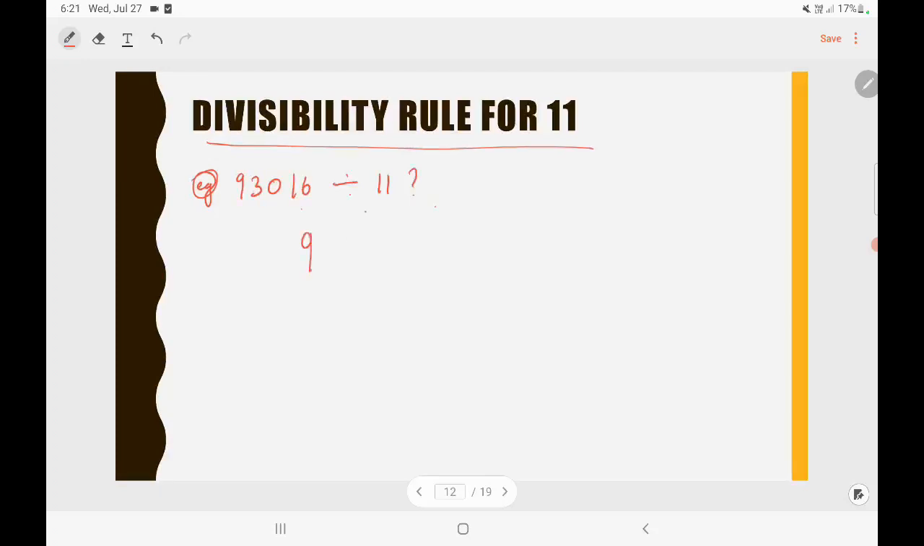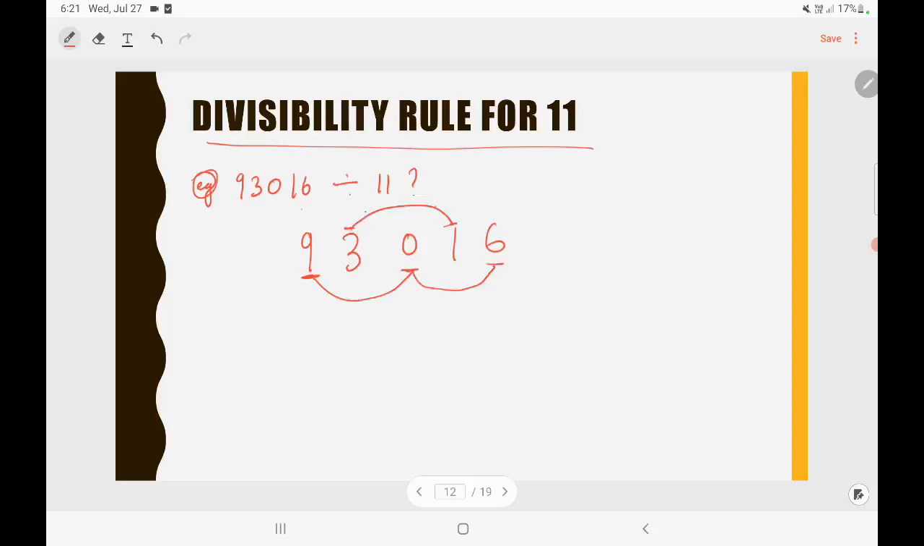Here what you need to do is take the alternate summation. I will explain how you need to do that. So 9, 0, 6. These are alternating. So I am not taking 3 and 1. Now this is also alternating, 3 and 1.